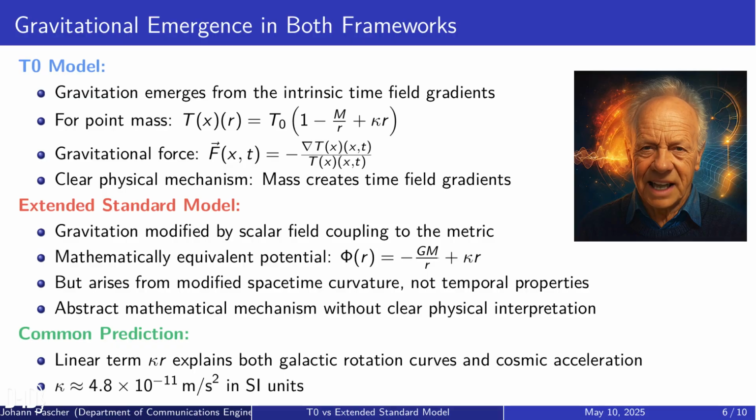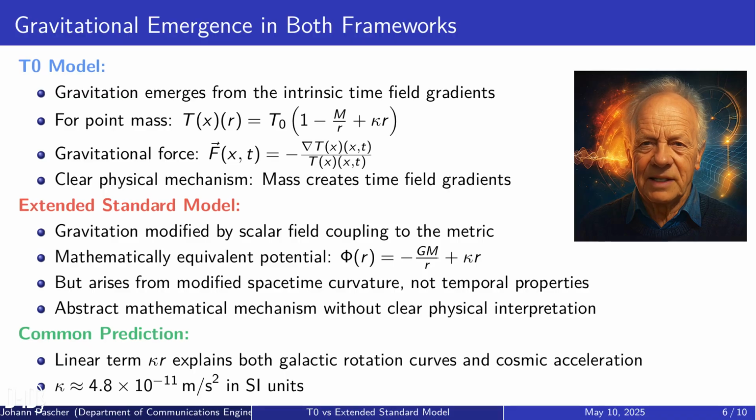In the extended standard model, gravitation is modified by the scalar field coupling to the metric. While both frameworks predict the identical modified gravitational potential phi of r equals negative GM over r plus kappa r, they do so through fundamentally different mechanisms. In the T0 model, there is a clear physical mechanism: mass creates time field gradients which then affect other masses and energy.